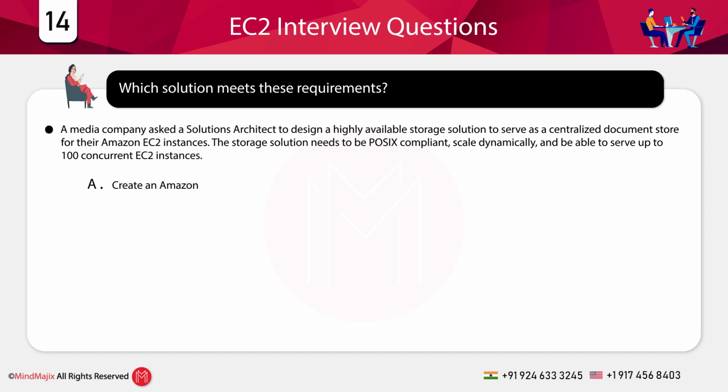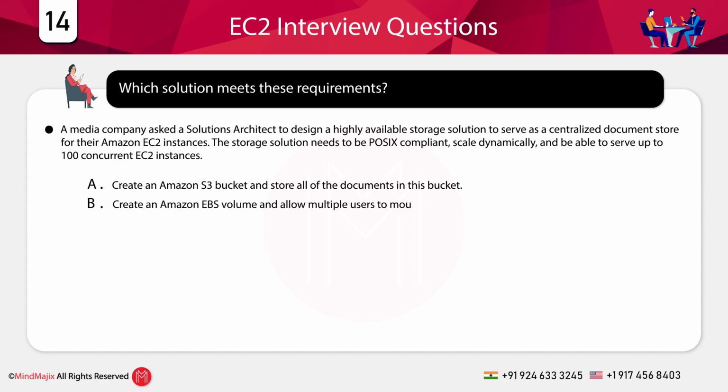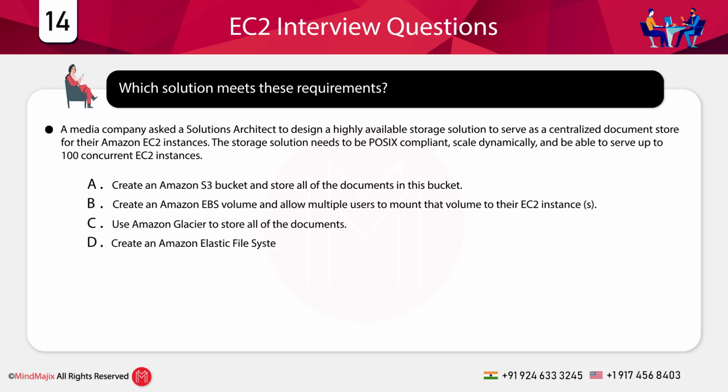Create an Amazon S3 bucket and store all the documents in this bucket. Create an EBS volume and allow multiple users to mount the volume to their EC2 instances. Now this is not possible. We can use one EBS volume at a time. One EC2 instance can use one EBS volume at a time. Use Glacier. Obviously Glacier will not be the option, so B and C are eliminated. Create an elastic file system to store and share the documents. Yes, we can do that.